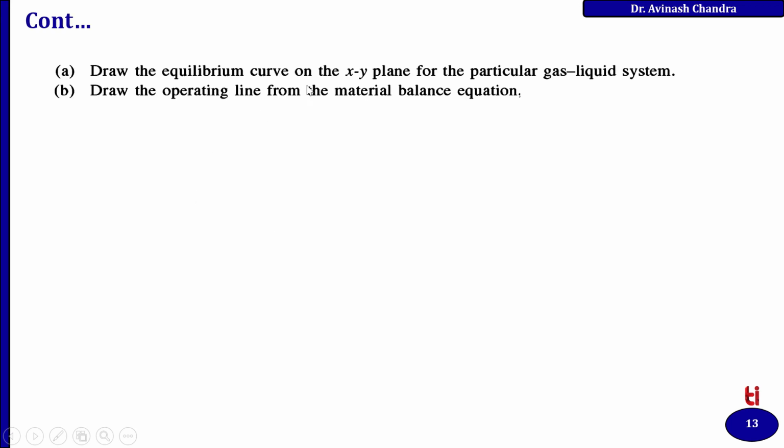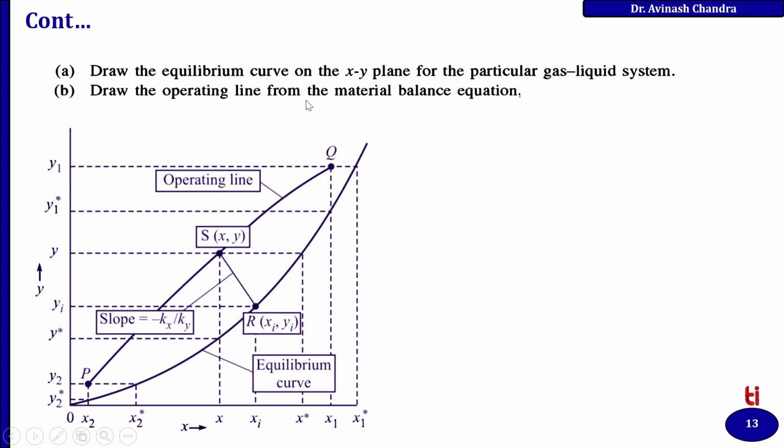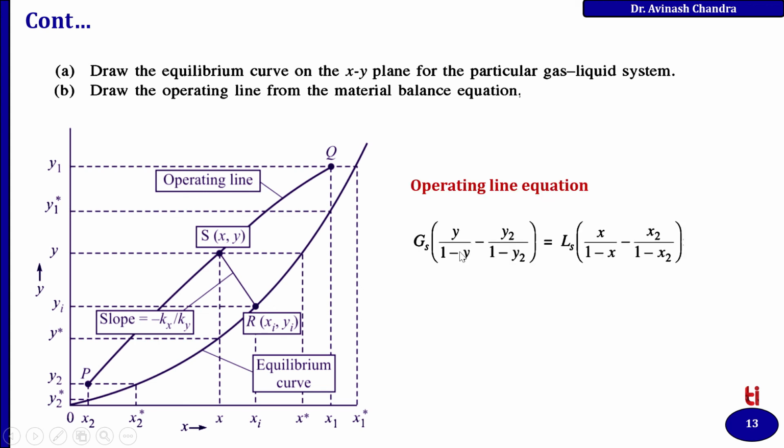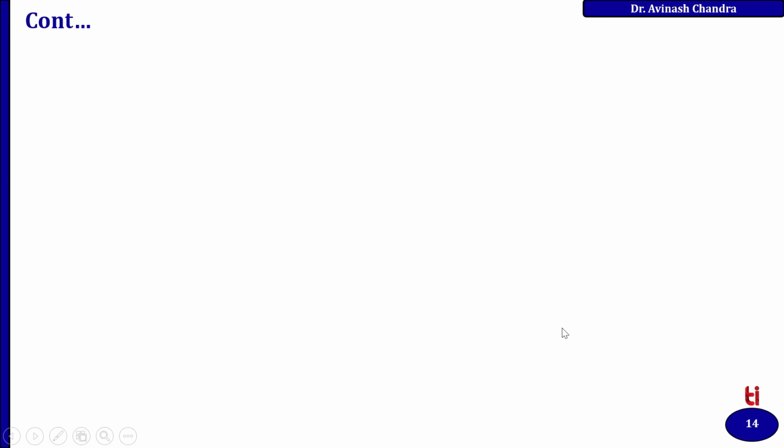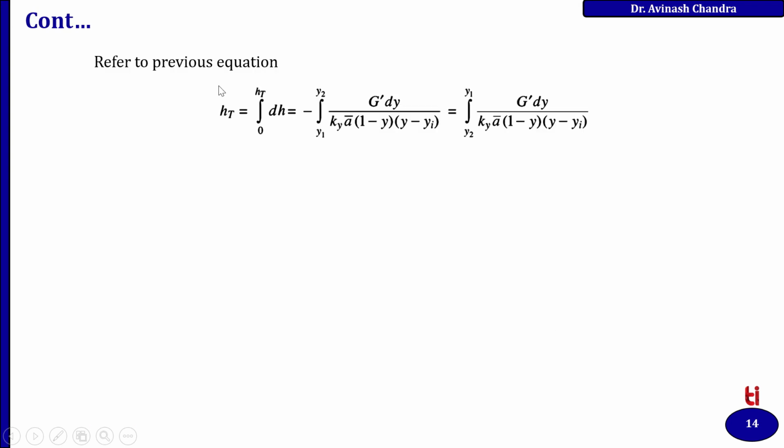So draw an equilibrium curve on the xy plane for the particular gas-liquid system. Draw the operating line from the material balance equation. So the operating line equation will be Gs [y/(1 - y) - y2/(1 - y2)] = Ls [x/(1 - x) - x2/(1 - x2)]. So here will be the operating line. This will be the slope of Kx upon Ky, and this is the S position, this is the R position. So capital Y we already know, capital X we already know. Refer to the previous equation.